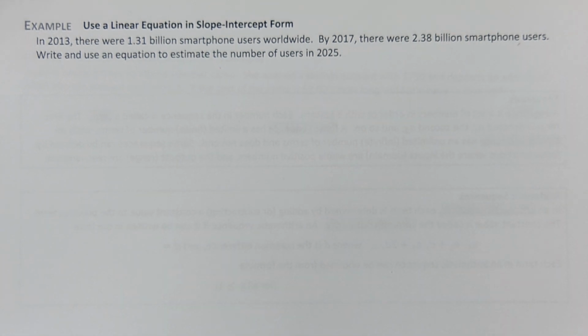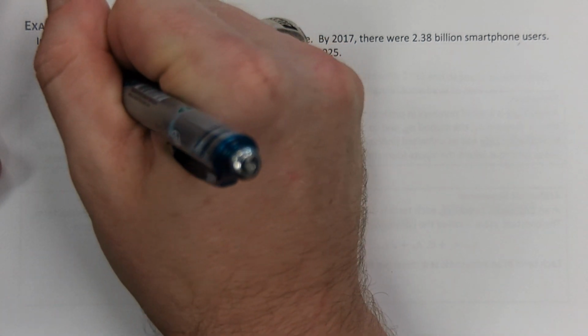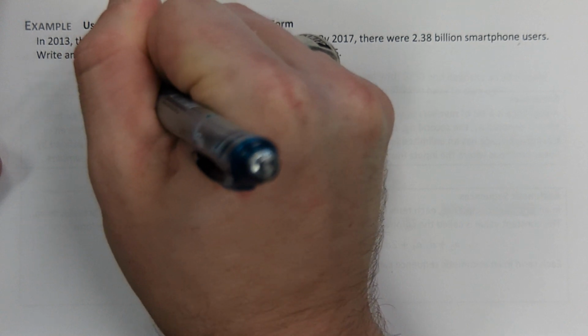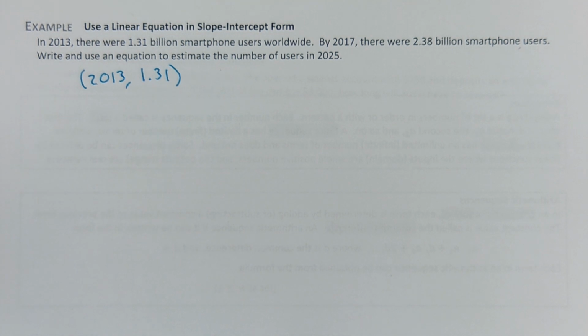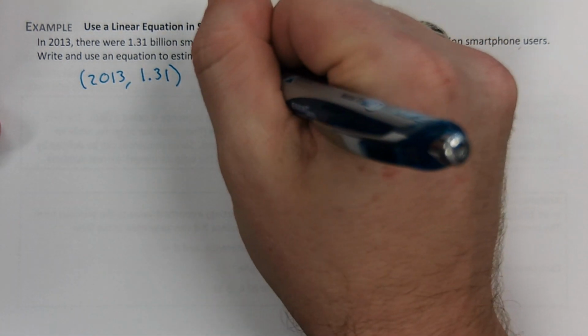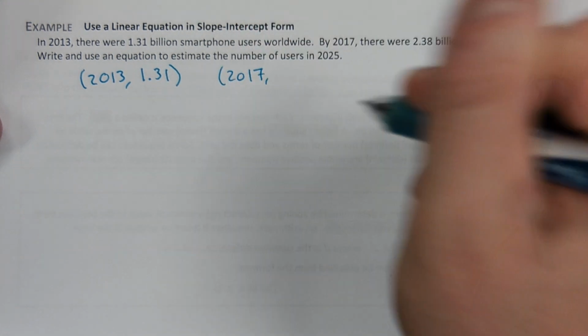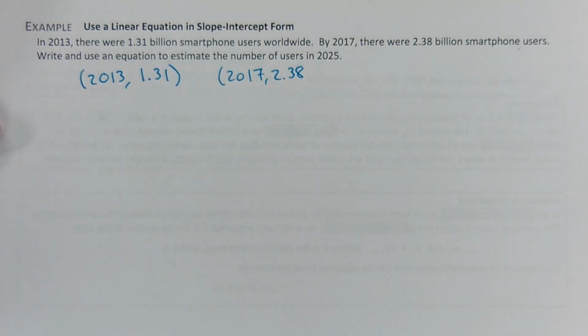All right, let's see. I'll go to blue. I was given two x comma y pairs. Those would be the year and the number of smartphone users in the billions. So 2013 comma 1.31 billion. I don't want to write out all the zeros, so we're going to leave it as 1.31, and at the end, whatever answer we get, we'll know it's in billions, and we'll write billion. The other coordinate is 2017 comma 2.38.